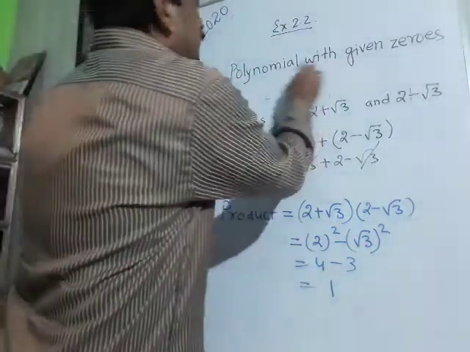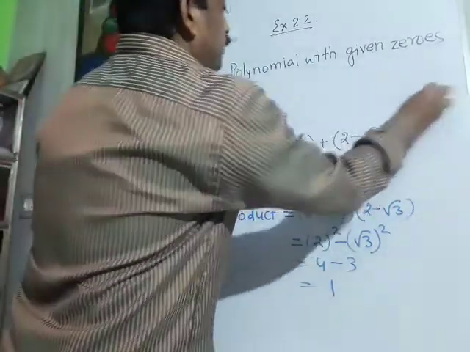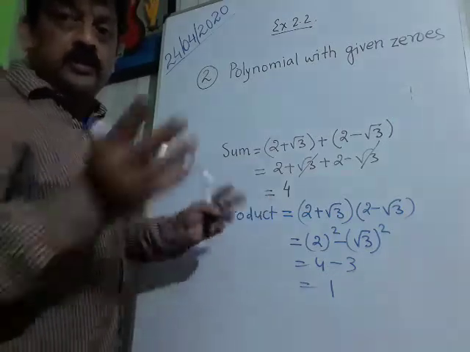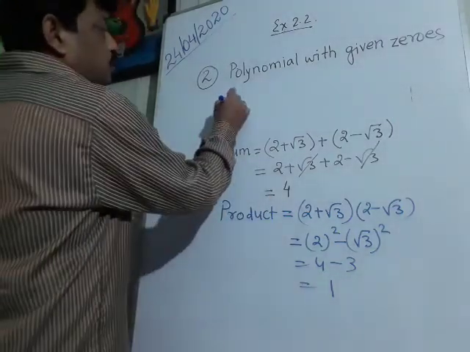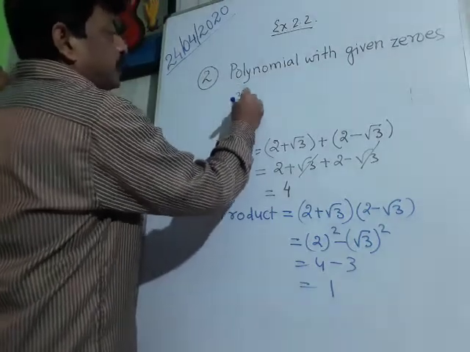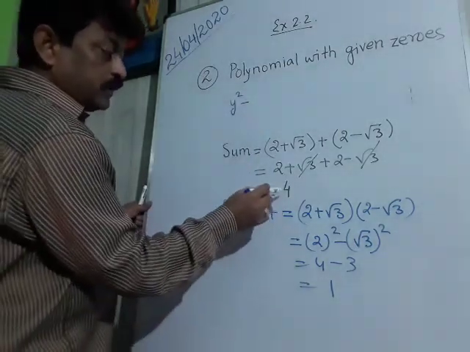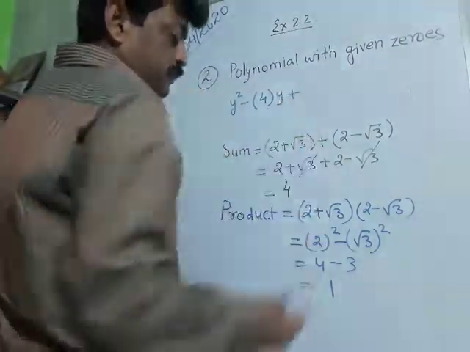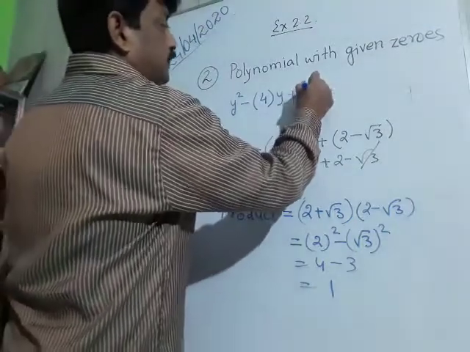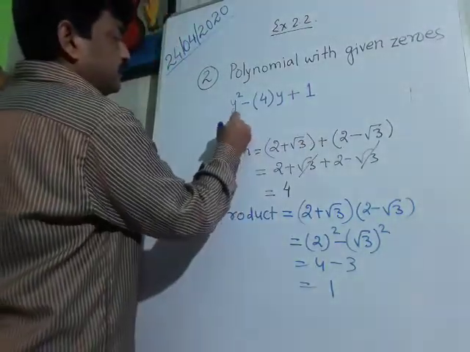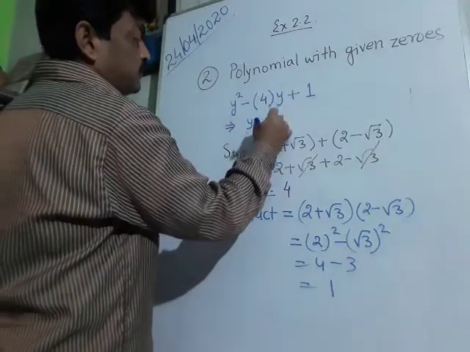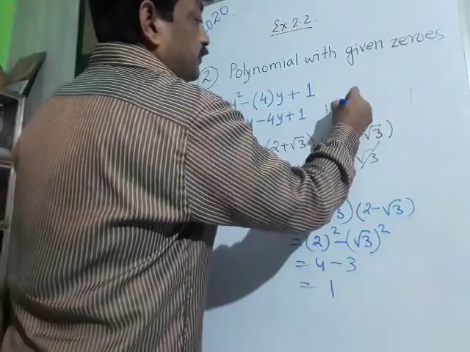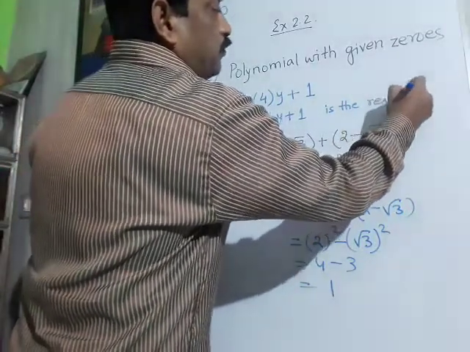So what is the polynomial? I can take x square, I can take y square. Here I am taking y. So y square minus sum of the zeros into y. The sum of the zeros is 4 into y plus product of the zeros. The product of the zeros is 1. Or we can say y square minus 4y plus 1 is the required polynomial.